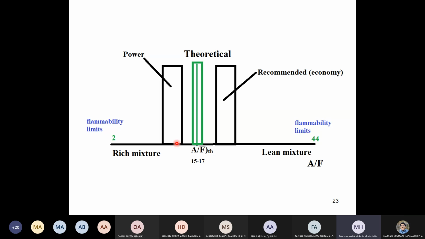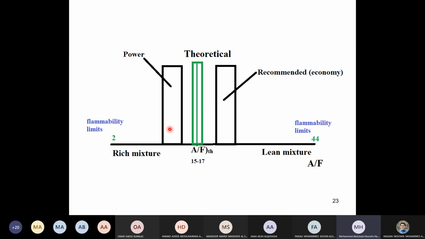But if I have extra fuel, then I am losing the amount. When you go to the station, you pay only for fuel. You do not pay for air, at least for now. If you work in the rich mixture, it means you are going to have fuel in the products. So this is the recommended or economy region. All of our cars run in this region, around 20% excess air, so the air to fuel ratio will be around 20 or 30.